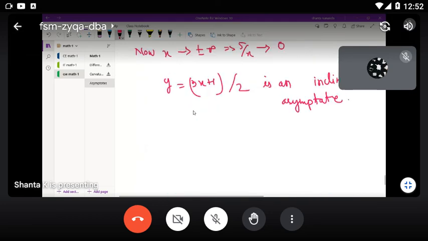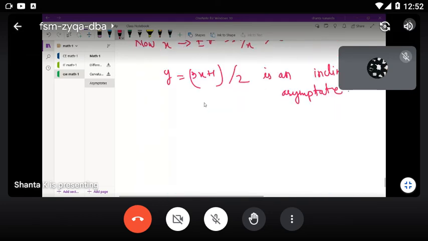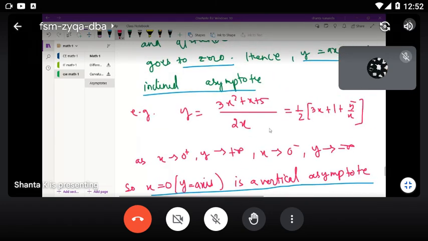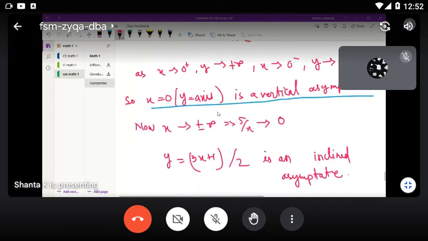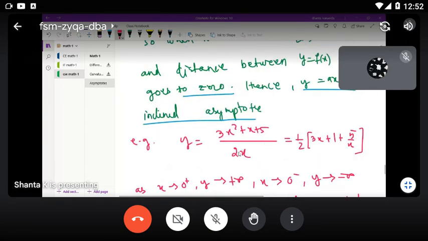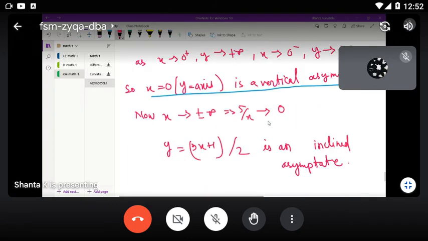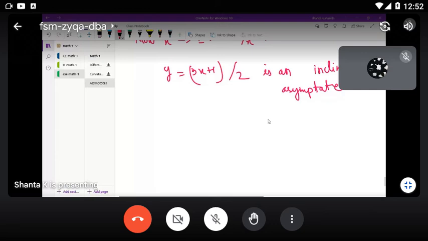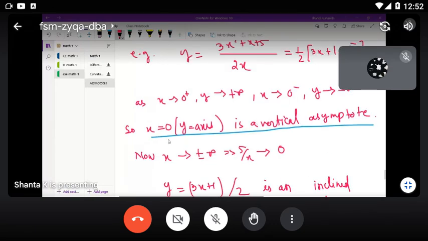So here, ma'am, in this example, is a horizontal asymptote also possible? Horizontal is possible here. First one we did for the horizontal, right? X equals to 0 is a vertical asymptote. Okay. First one is the vertical asymptote. Then since it's a fraction form, we tried whether an inclined asymptote is there. Both are polynomials, so we tried, and we are getting two asymptotes, x equals to 0 and this one.